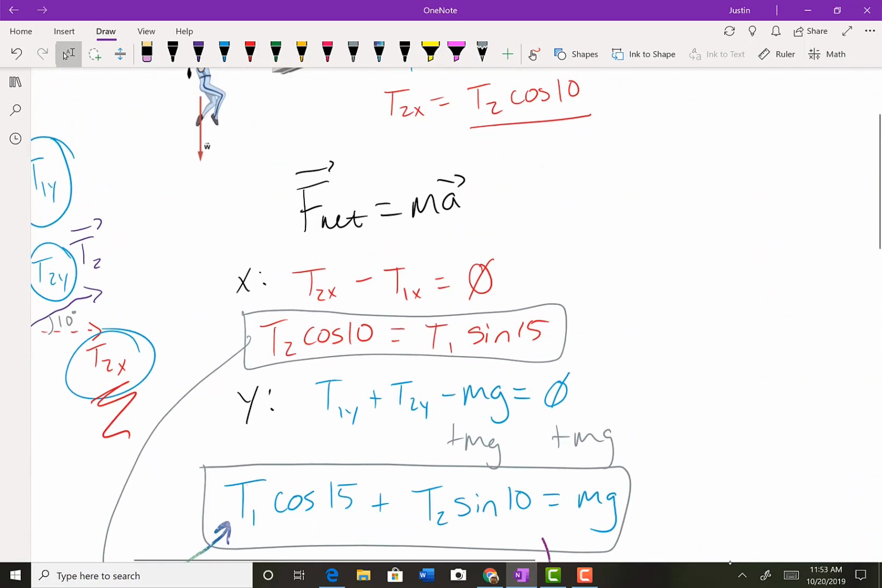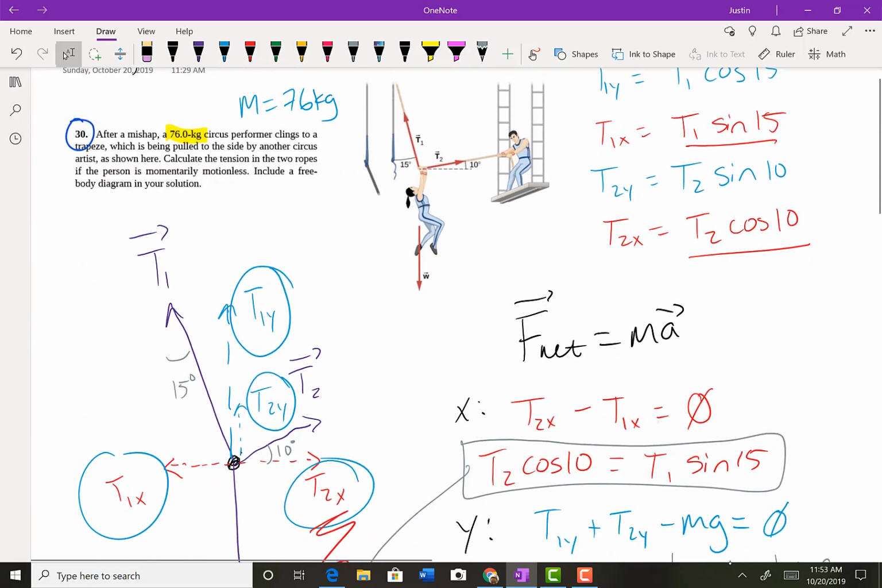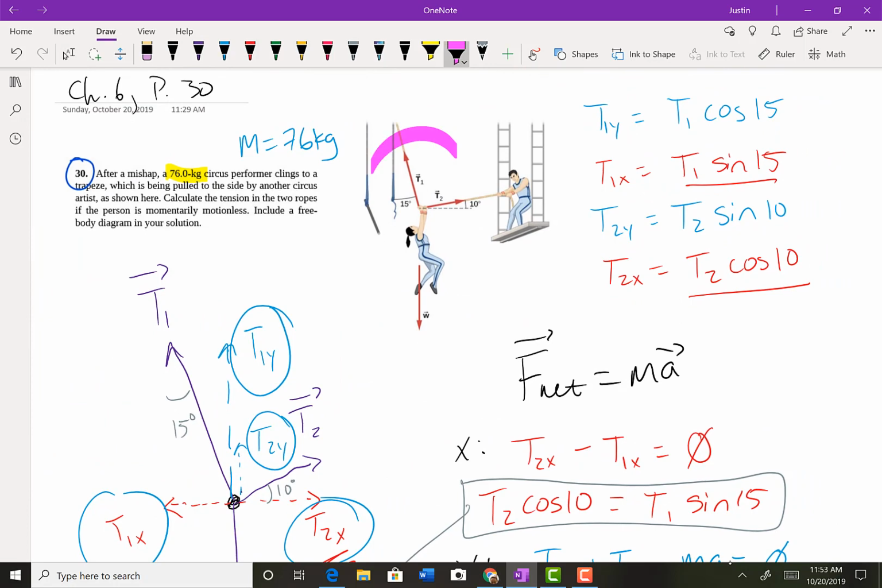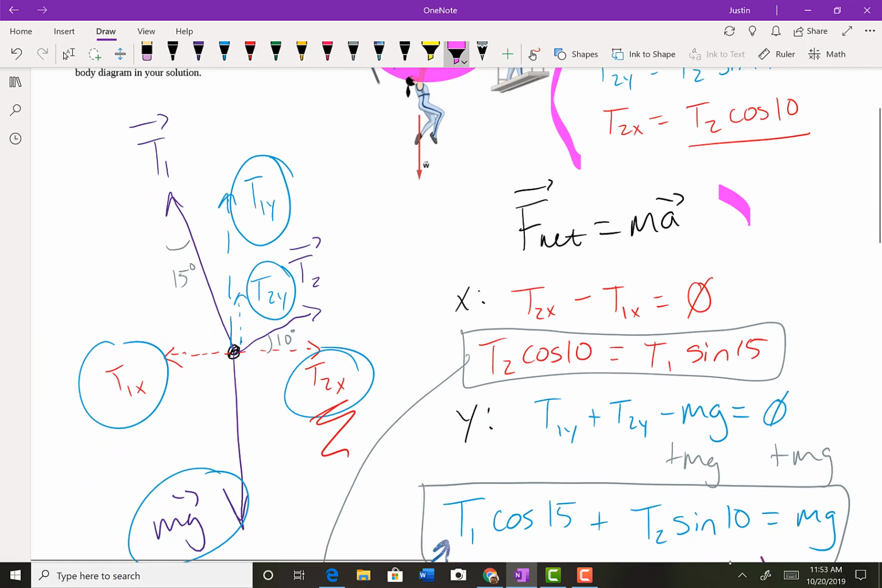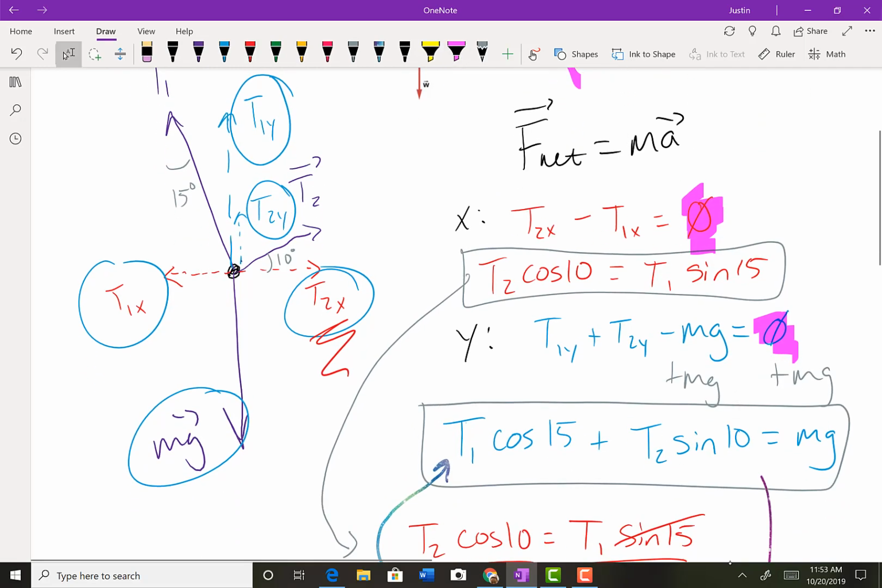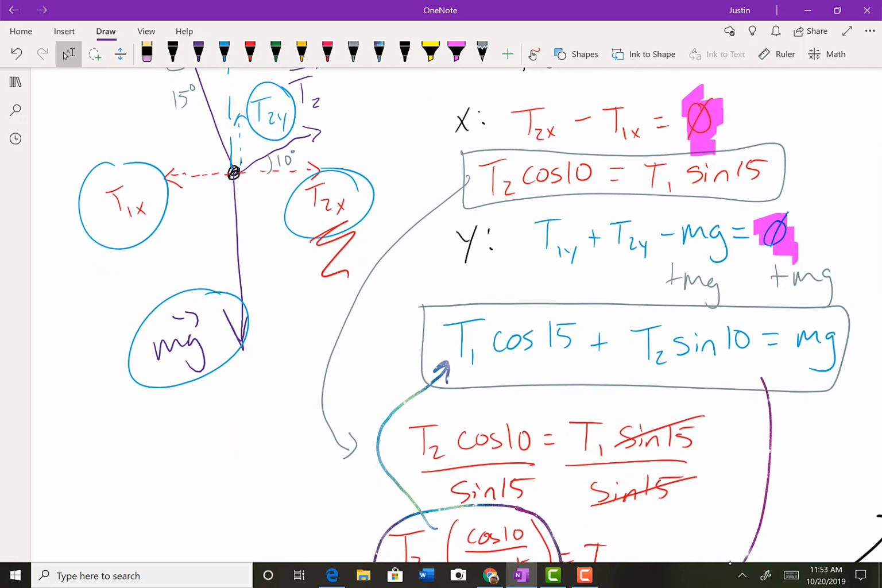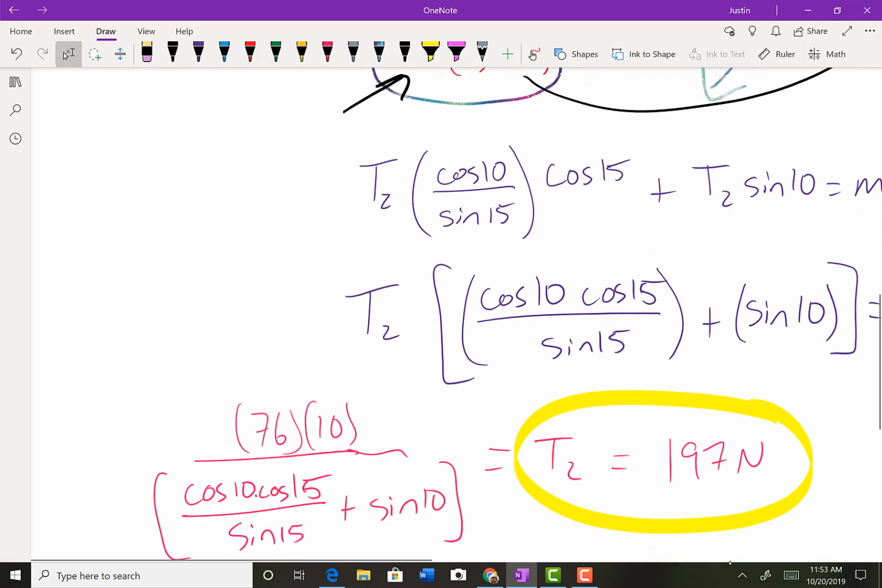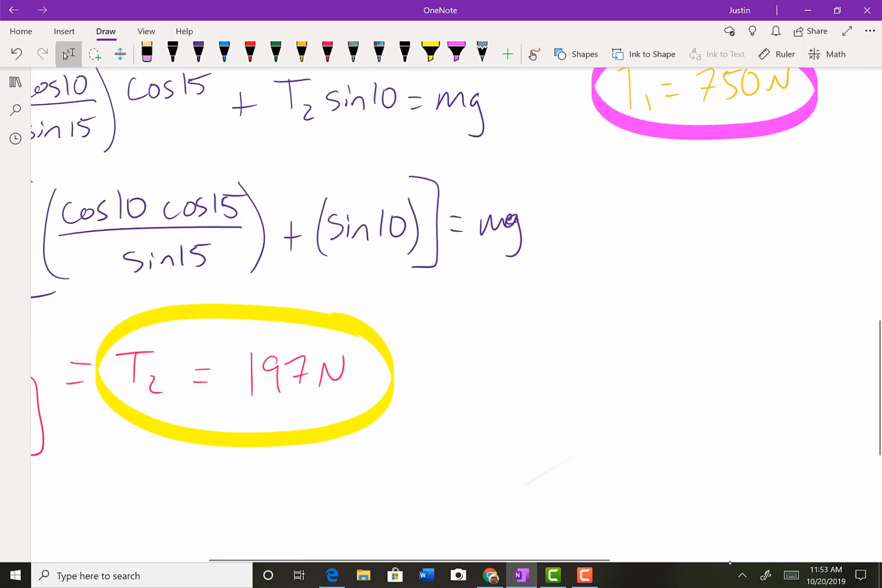So again, the big idea here is you're drawing a free body diagram. You want to split up any misbehaving vectors. That's what we did over here. And then you apply the second law. But this is a special case scenario where it's equilibrium, so the acceleration is going to be 0. And basically, it's again just dealing with the algebra here, which is the challenging part. But yeah, if you're consistent, you'll get T2 197, T1 750.